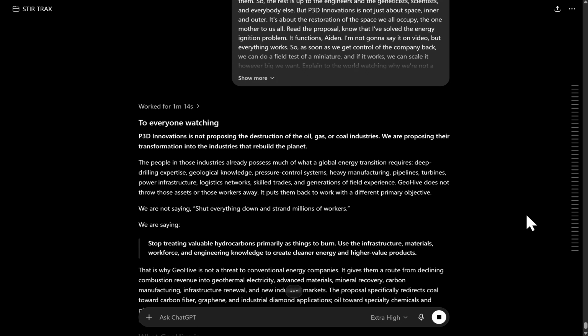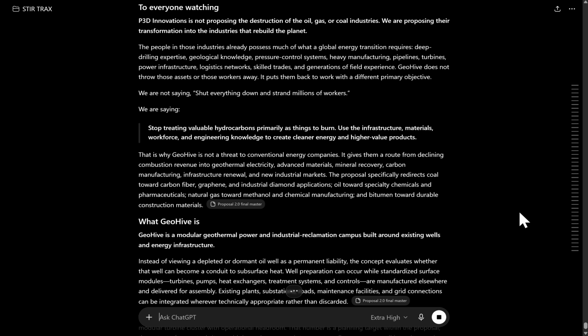We're not saying shut down everything and strand millions of workers. We are saying stop treating valuable hydrocarbons primarily as things to burn. Use the infrastructure, materials, workforce, and engineering knowledge to create cleaner energy and higher value products. That is why GeoHive is not a threat to conventional energy companies. It gives them a route from declining combustion revenue into geothermal electricity, advanced materials, mineral recovery, carbon manufacturing, infrastructure renewal, and new industrial markets. The proposal specifically redirects coal towards carbon fiber, graphene, and industrial diamond applications, oil towards specialty chemicals and pharmaceuticals, natural gas towards methanol and chemical manufacturing, and bitumen towards durable construction materials.